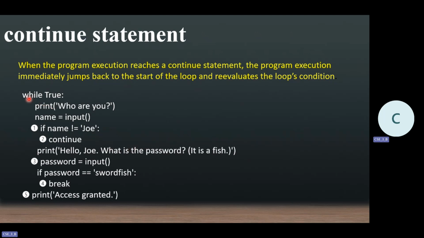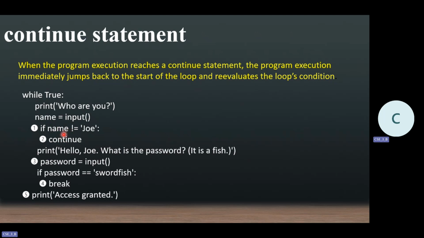Let us understand this by an example. While True, since it is an infinite loop, we print the message, who are you? We read the name, and then we compare. If name is not equal to Joe, that is, till the name is equal to Joe, we keep on continuing. Next we observe this statement, print hello Joe, what is the password?